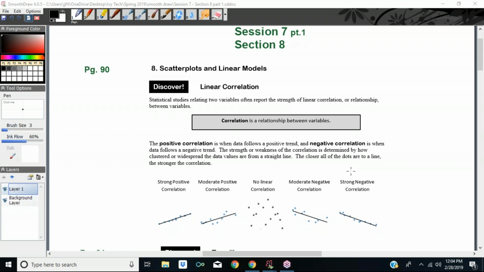All right, so it says the positive correlation is when data follows a positive trend, and negative correlation is when the data follows a negative trend. So positive means up and to the right, negative means down and to the right.